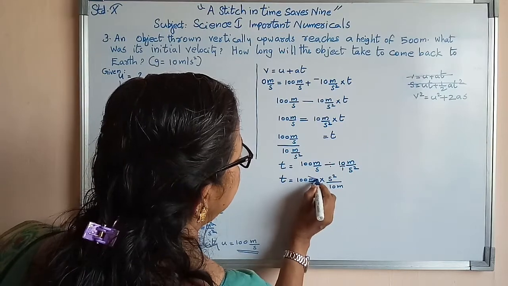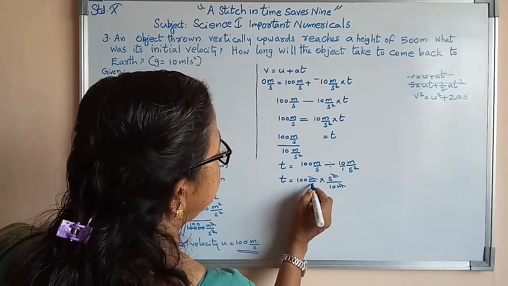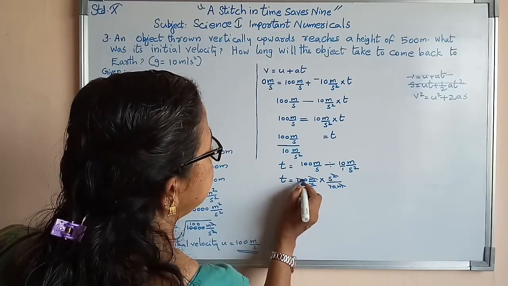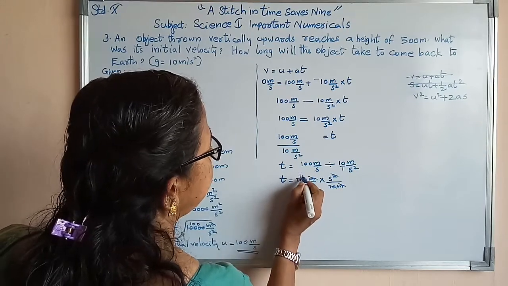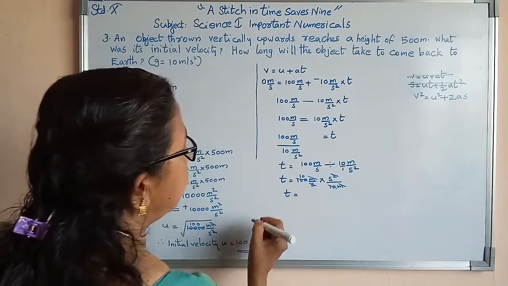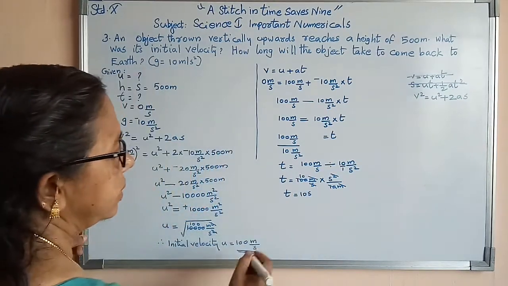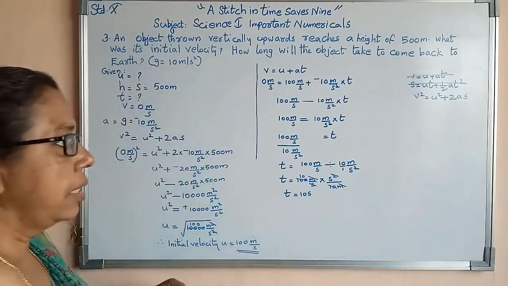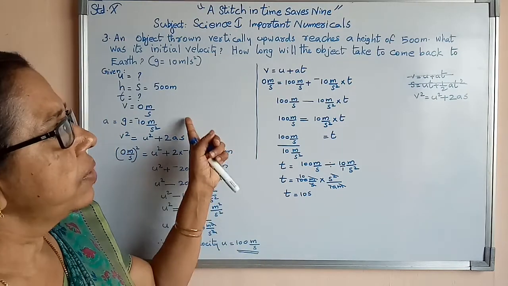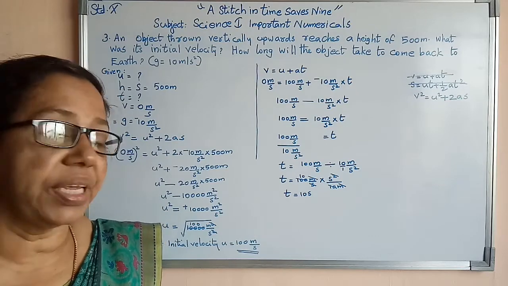Then the common 1 we can cancel. Then here this square and this s will cut and go. Now this 10 as well as this 100 will cut. Here you will get the answer 10. So time taken for going up is equal to 10 seconds. Even for coming down, 10 seconds. Then total time taken for going upward as well as downward is equal to 20 seconds.